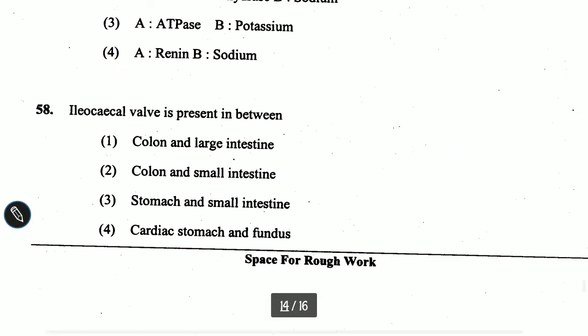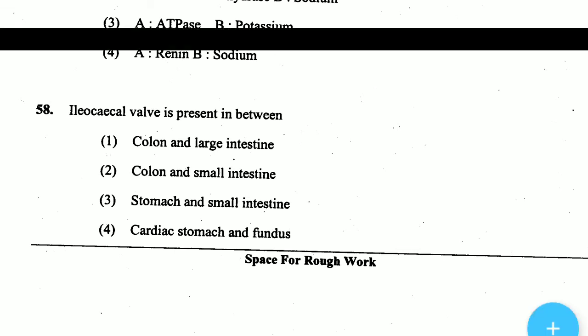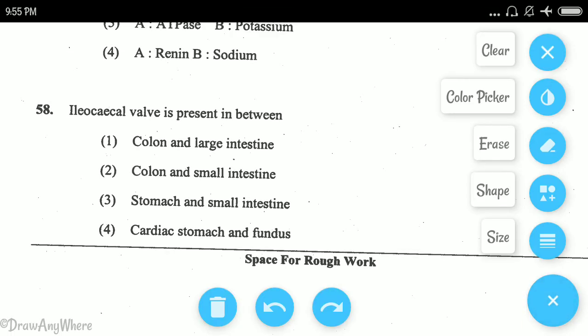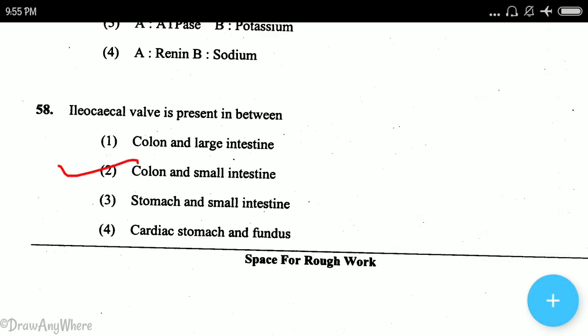Okay, so the next question is, ileocecal valve is present in between. See, the ileocecal valve is present in between where the small intestine connects to the large intestine. There only this sphincter is present. So it is located above the appendix in the lower right side of the abdomen. Understood? So lower right side of the abdomen. So the answer here will be the colon and the small intestine.